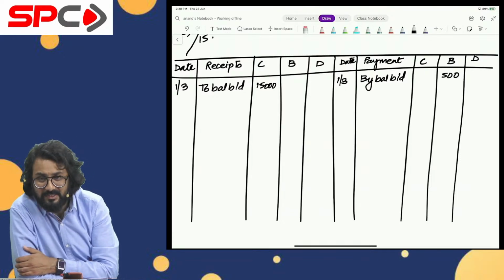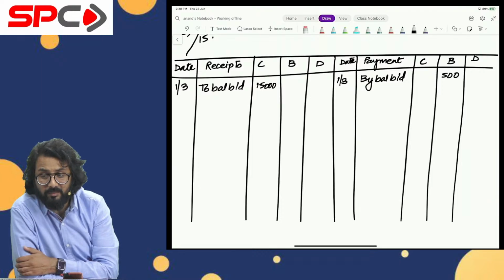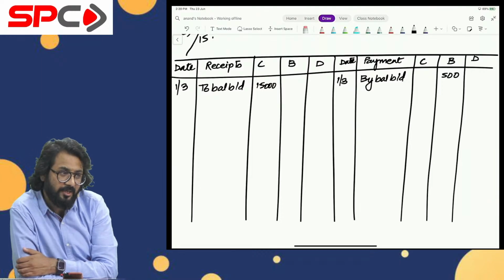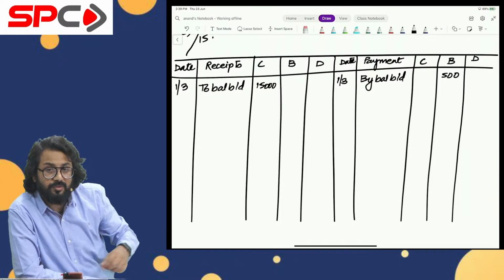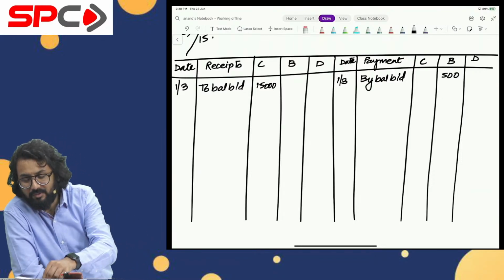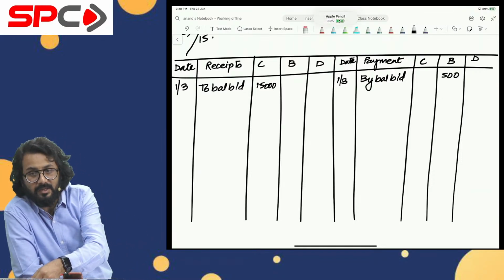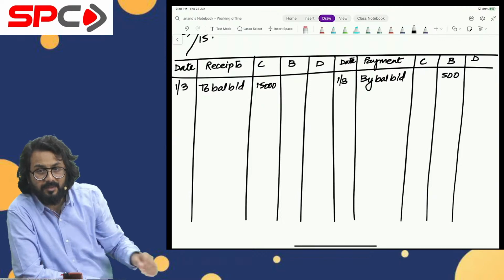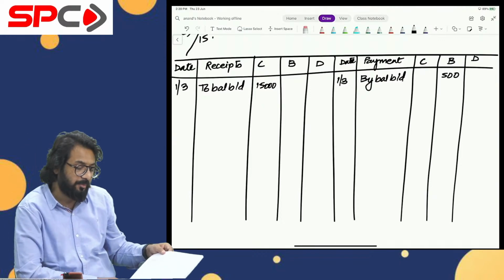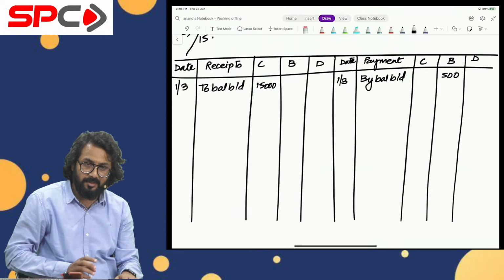Please ask your friends not to miss tomorrow's and day after tomorrow's lecture, because we'll start with something which will now start coming in the exam compulsorily. We are going to start with BRS. And whatever you have studied in your 11th, 12th BRS, for God's sake, that was different stuff and this is different stuff.